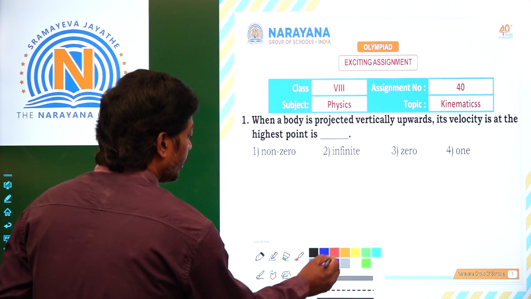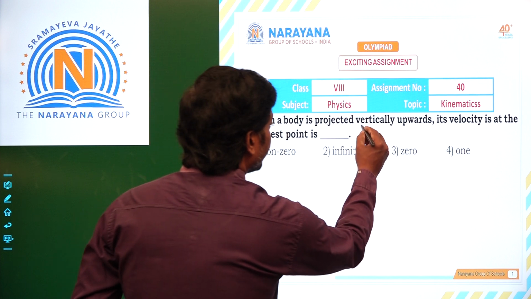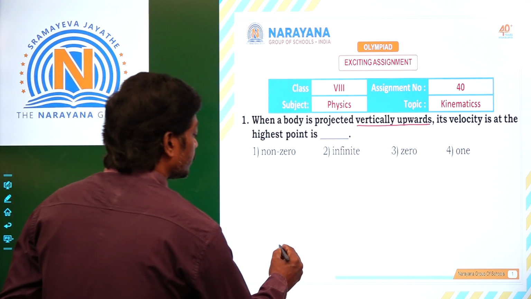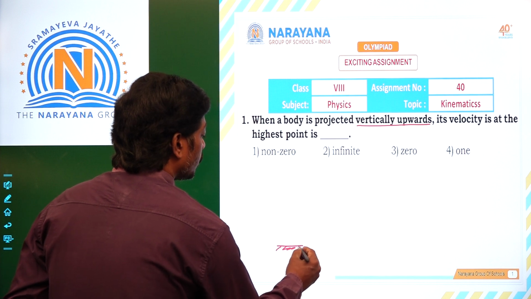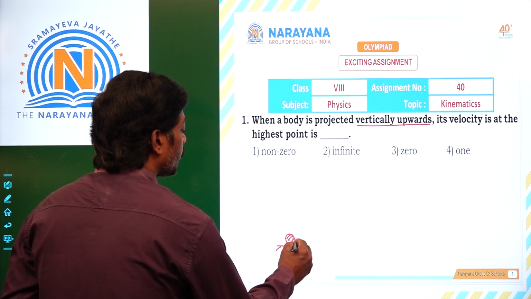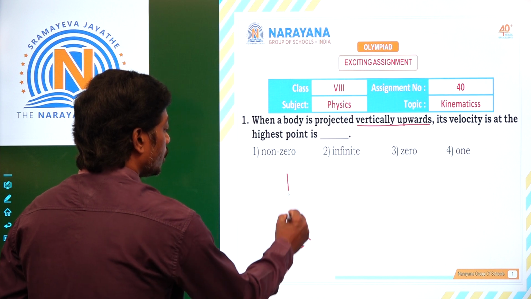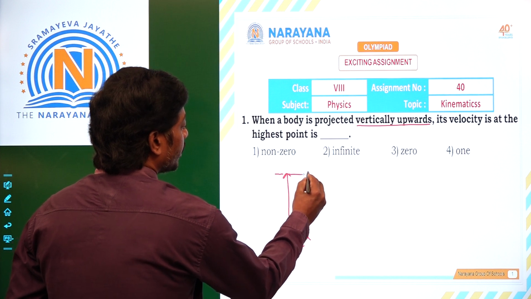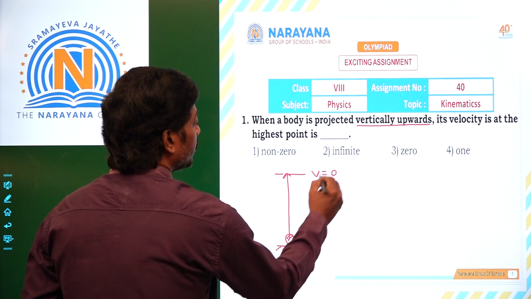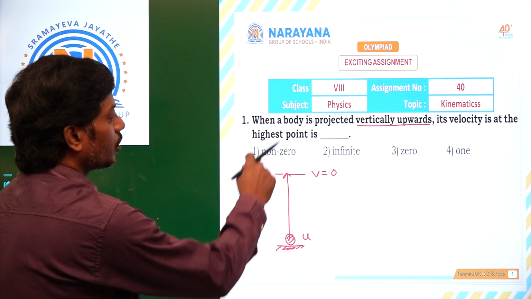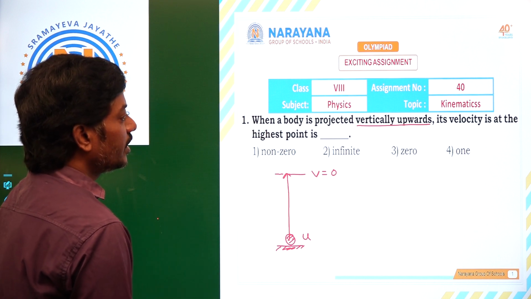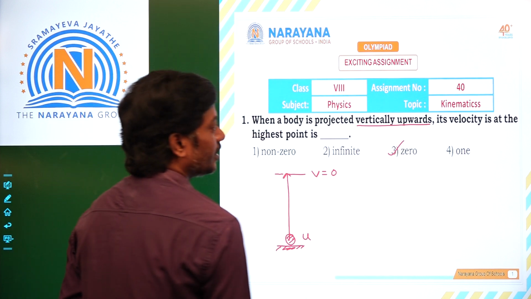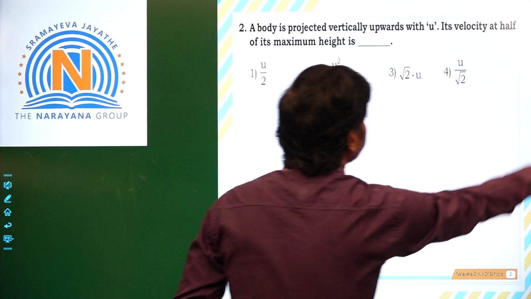When a body is projected vertically upwards, its velocity at the highest point is, students, if this is the ground, and from the ground whenever we project a body with a velocity u, and after reaching the maximum height, so at h max its final velocity will become 0. That's why when a body is projected vertically upward, its velocity at the highest point is 0. So the third option is correct. So let's see the second question.